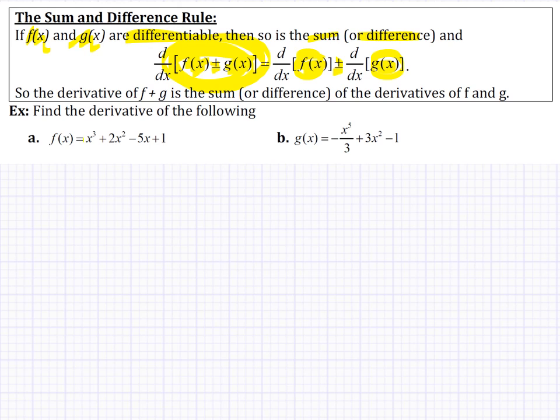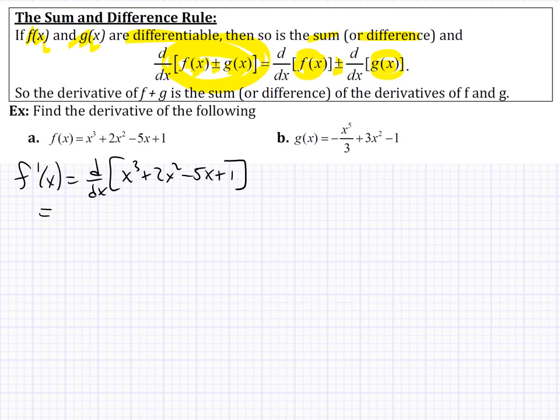So here, this polynomial right here is a bunch of terms added and subtracted together. So if I want to take the derivative of the whole thing, I can take the derivative of each one of these parts separately because they're added and subtracted together. So I'm going to do that. So f prime is going to be the derivative of x cubed plus 2x squared minus 5x plus 1. I'm writing way more than I need to write here, but that's just to get you used to the idea of how these rules are going to be applied.